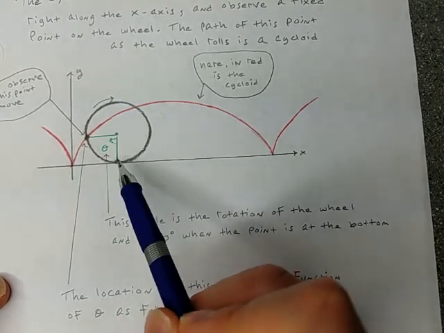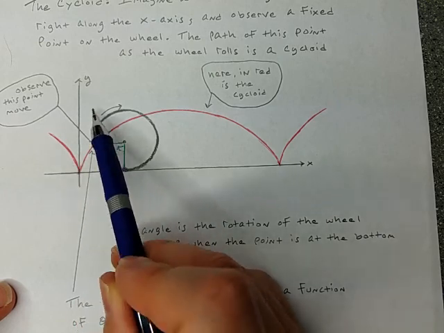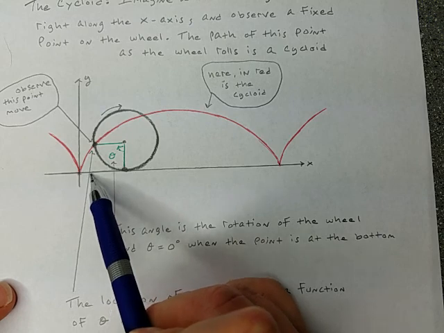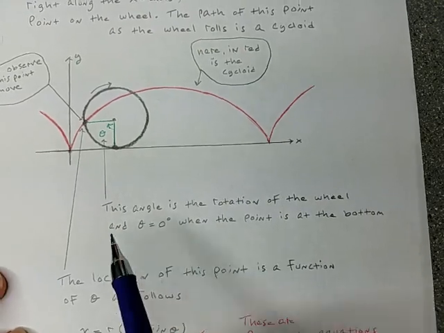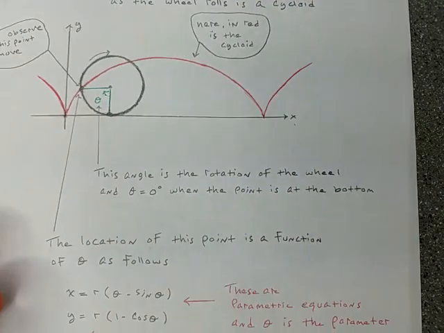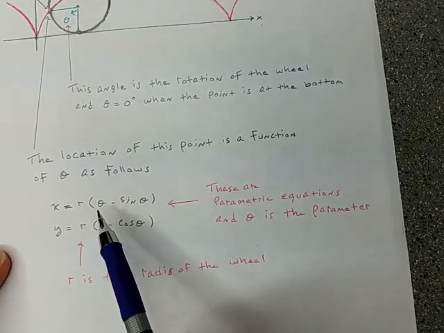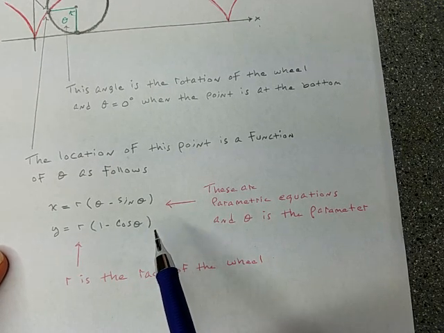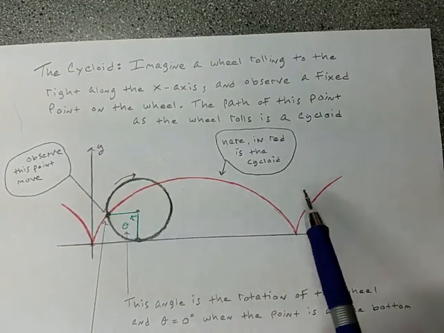But when theta is equal to 0, it's at the bottom. Okay? When the wheel starts, say the wheel starts right there, then the point you're observing is at the bottom, okay? As the wheel rolled forward a little bit, now that point's here. Okay, so that's what the angle theta is. The location of this point, in terms of its x and y coordinates, that point right there, is given as a function of that angle, okay? Here it is, x is r times (theta minus sine theta), and y is r times (1 minus cosine theta). Those are parametric equations for that arc, or these arcs, okay?